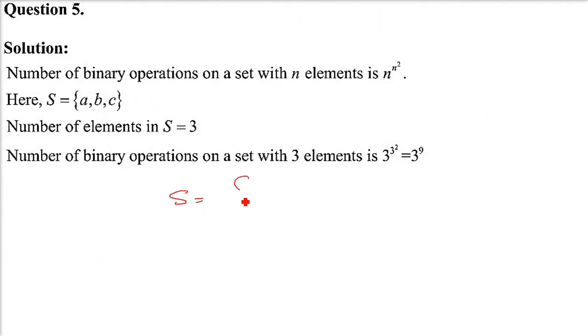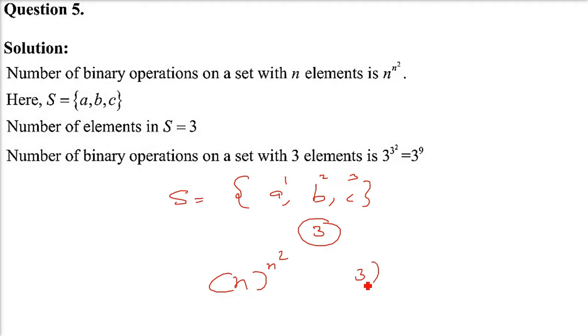The set has a, b, c. Don't worry about the numbers or the values here. Just count them. So there are 3 values here. So what is the formula? n to the power n square. 3 to the power 3 square. That is going to be 3 to the power 9. So you can compute it, or you can keep it like that also. That is also okay.